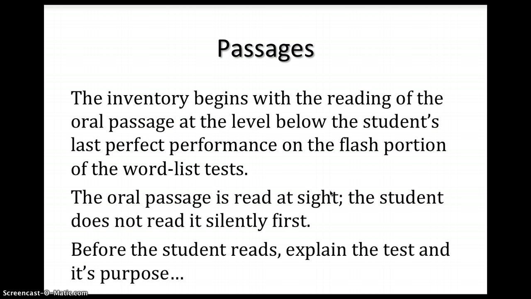Now the passages. The inventory begins with the oral reading passage that's at the one level below the student's last perfect performance on the flash portion of this word list test. So you're going to move through levels of these lists, and the one where the student last had a perfect score, you would drop one level below that to start the reading passages. And the students are going to read these at sight.